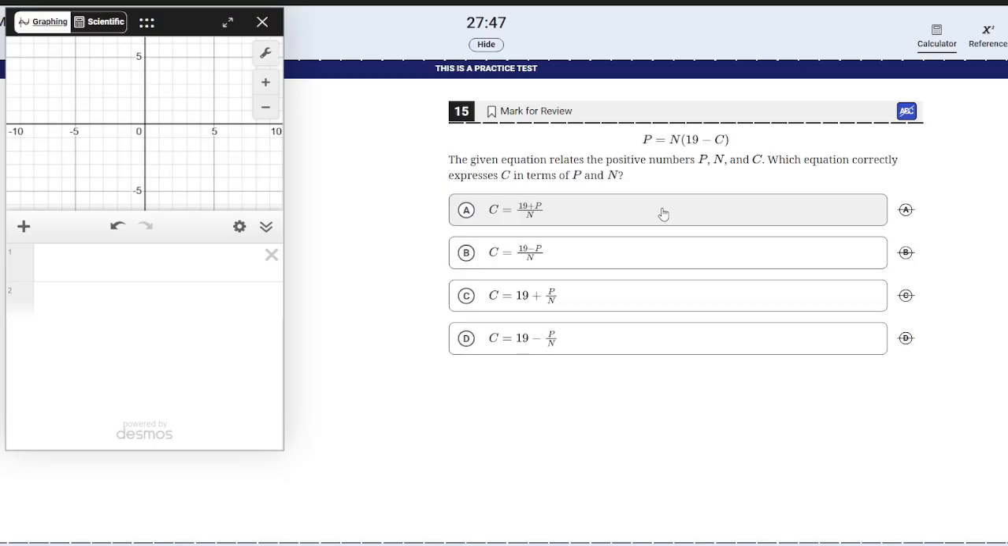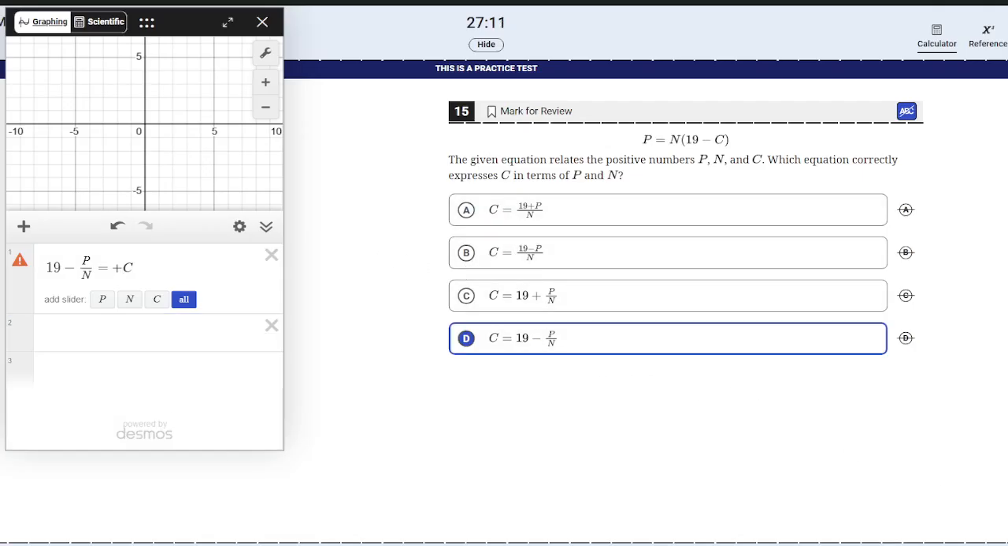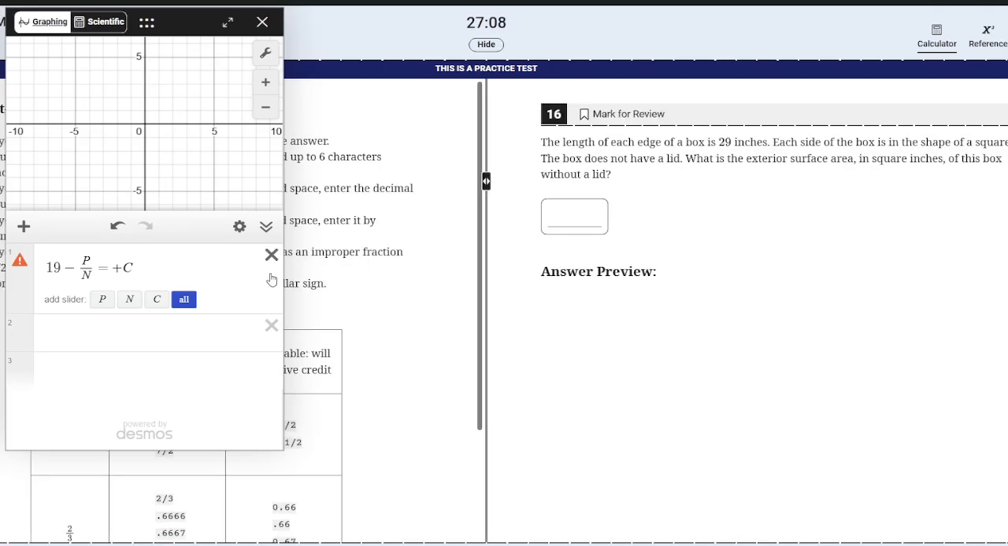Okay, so here we're just going to have to do some algebra. I don't really have my cursor pen on Bluebook here, so I'm going to just do this on Desmos, like just typing it out. So we're trying to find what C is. We're first going to do P over N and set that equal to 19 minus C, and then negative C would equal negative 19 plus that, and then positive C would be 19 minus P over N. So now 19 minus P over N is going to be our answer. Okay, let's close that.